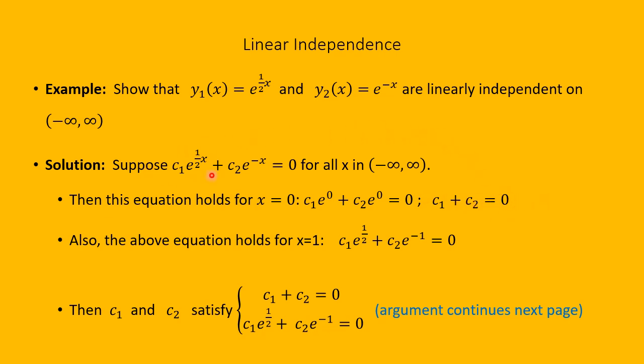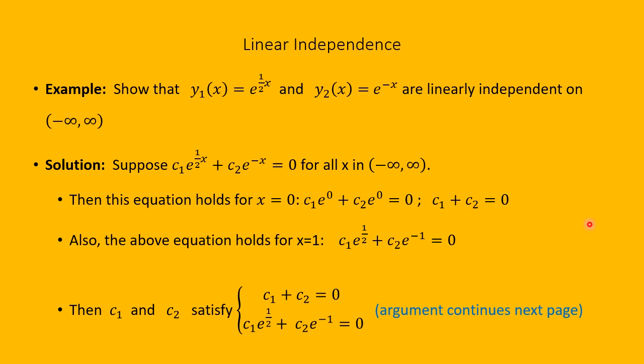Well, once again, if this equation holds for all x, it has to hold for x equals 1. So if we plug x equals 1 into this, we get c1 e to the half, a half times 1, plus c2 e to the minus 1. And so that also has to equal 0.